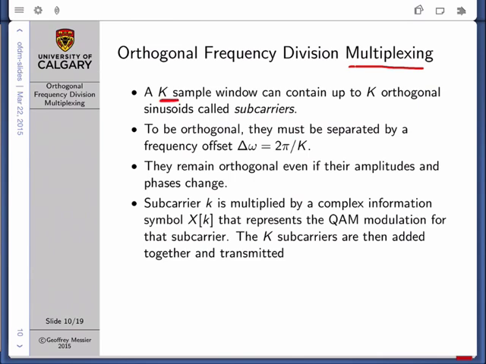And a K-sample window can contain up to K orthogonal sinusoids called subcarriers. And to be orthogonal, if we're talking in terms of discrete time frequency, or DFT frequency, sinusoids are orthogonal as long as their carrier frequencies are offset by 2 pi over K, where K is the number of samples being operated on by our DFT.